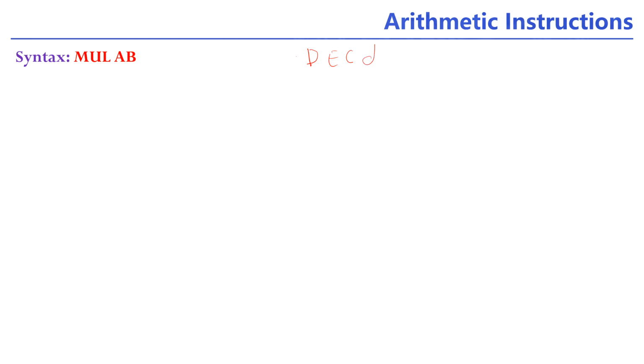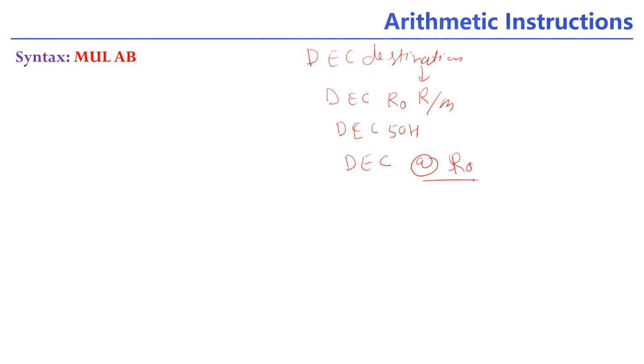DEC, and that is the destination, right? The destination is nothing but we can put here the register or memory. In this way we can use DEC R0, or we can also use DEC 50H. In this way we can represent it. This is the R0, right? So we can solve by using this method.